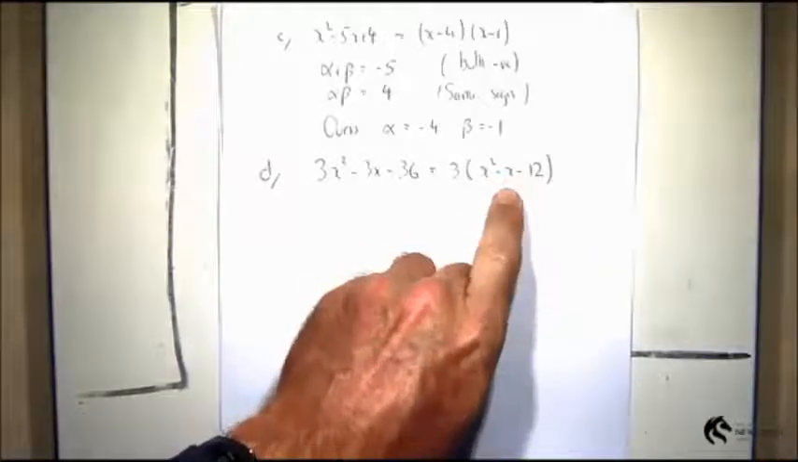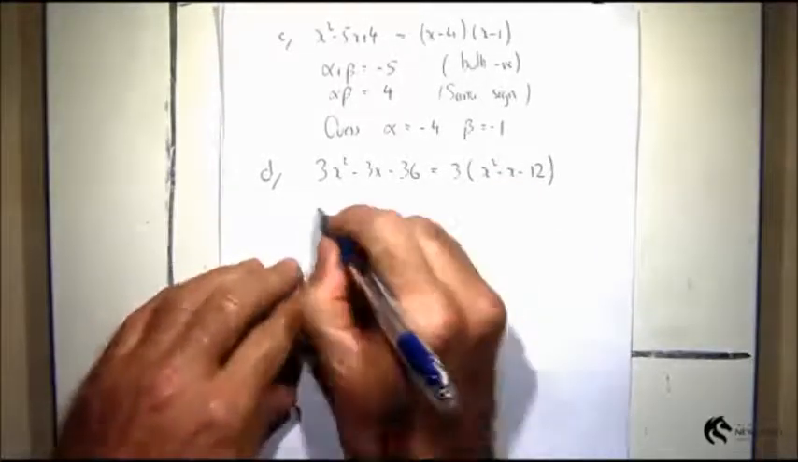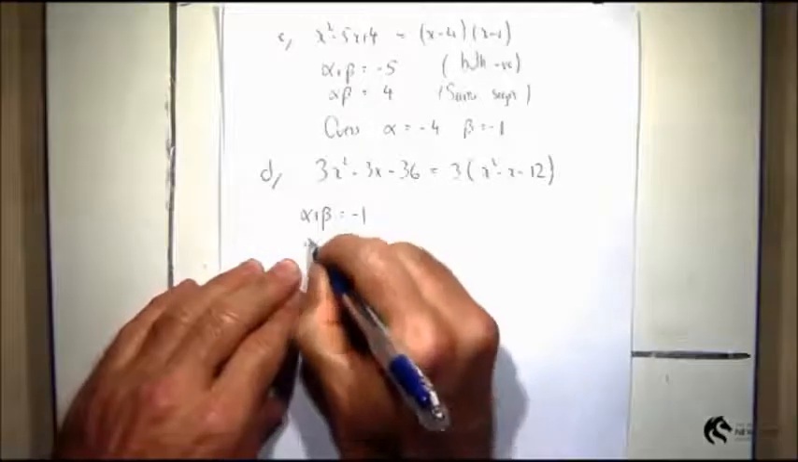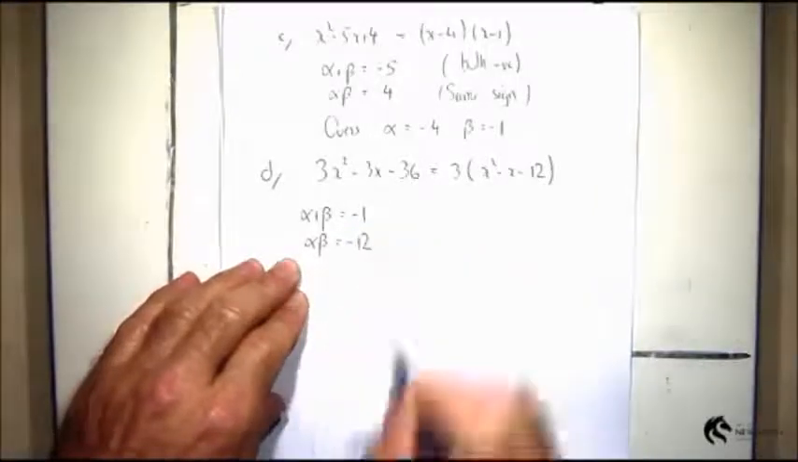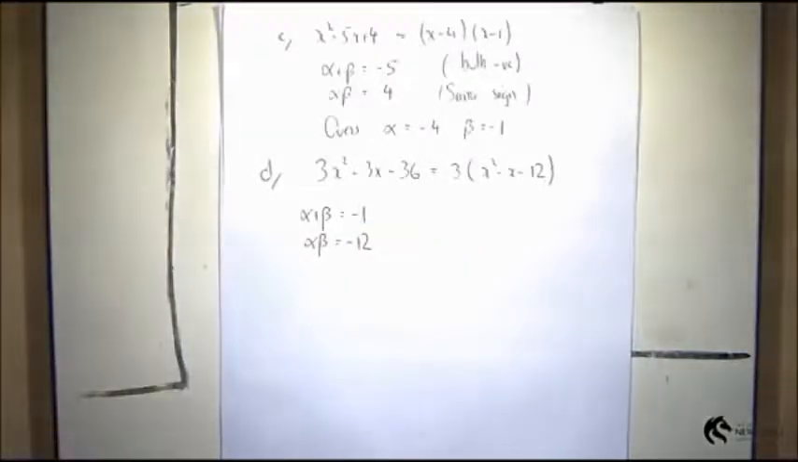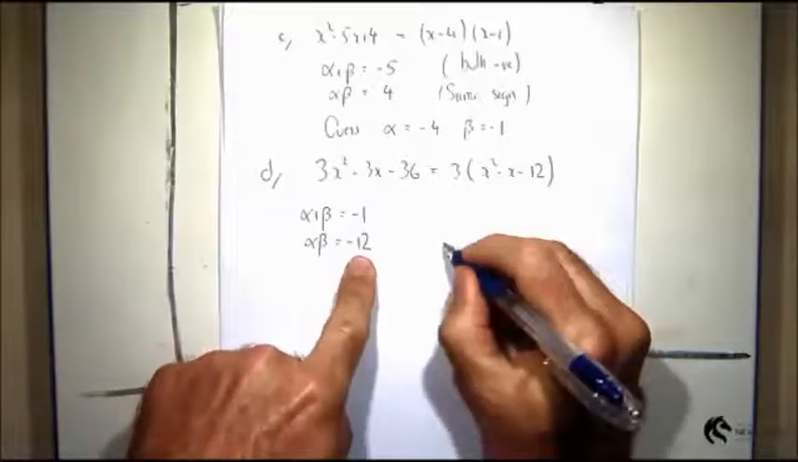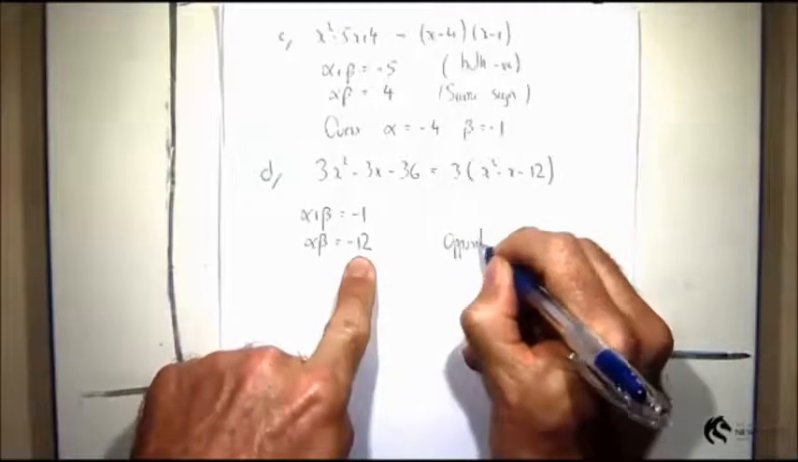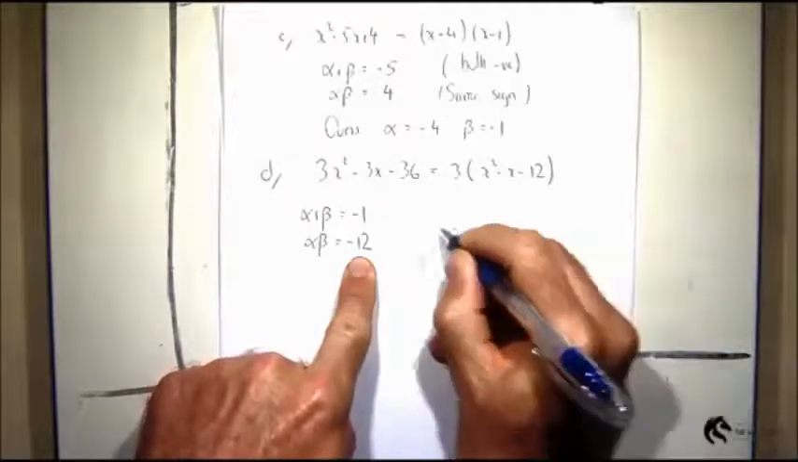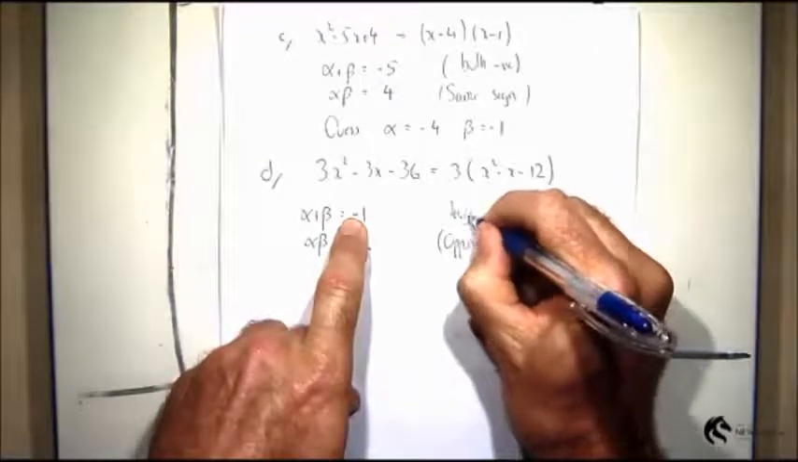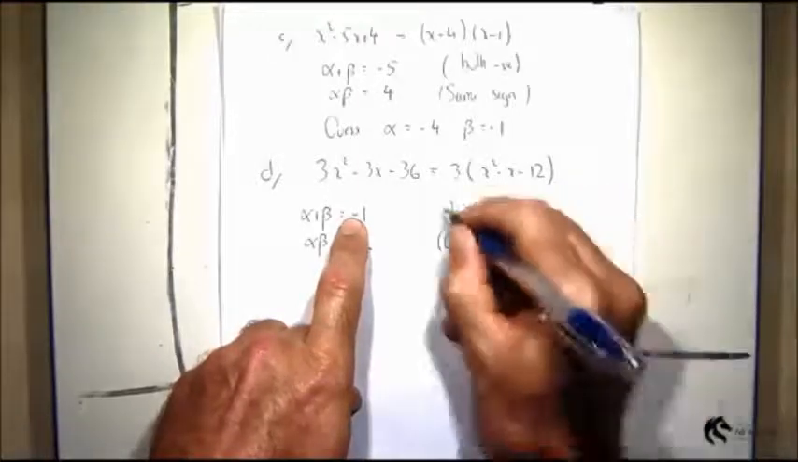So in this quadratic trinomial, I want alpha plus beta to be -1 and alpha times beta to be -12. What do these numbers tell us? Alpha times beta is negative, so alpha and beta are of opposite sign because I get a negative number. The fact that when I add them the result is negative says the larger of the two will be negative.